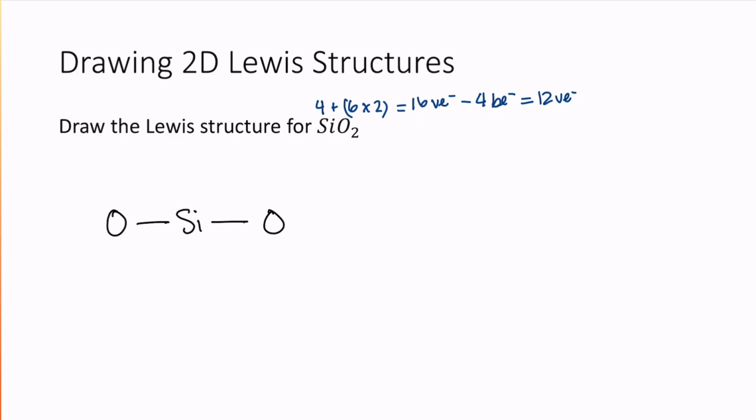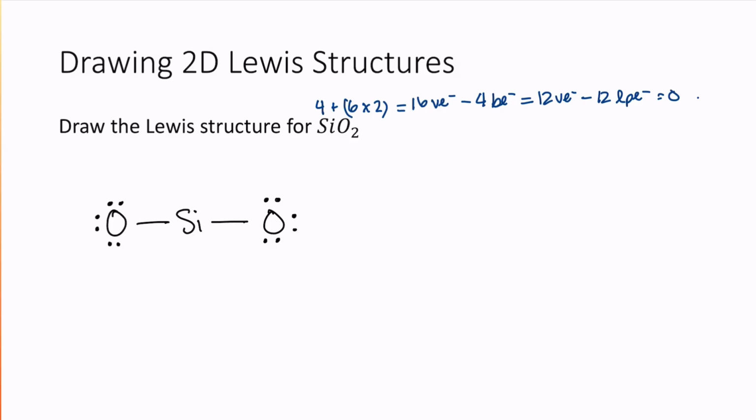Now remember, we're going to put them around my outer atoms first, so I can fit 6 around this oxygen, 6 around this oxygen, and I have accounted for 12 more electrons. So I'm going to subtract 12 lone pair electrons to give me a total of 0. Notice that these are lone pair electrons. So there are 12 lone pair electrons, or you can say there are 6 lone pairs.